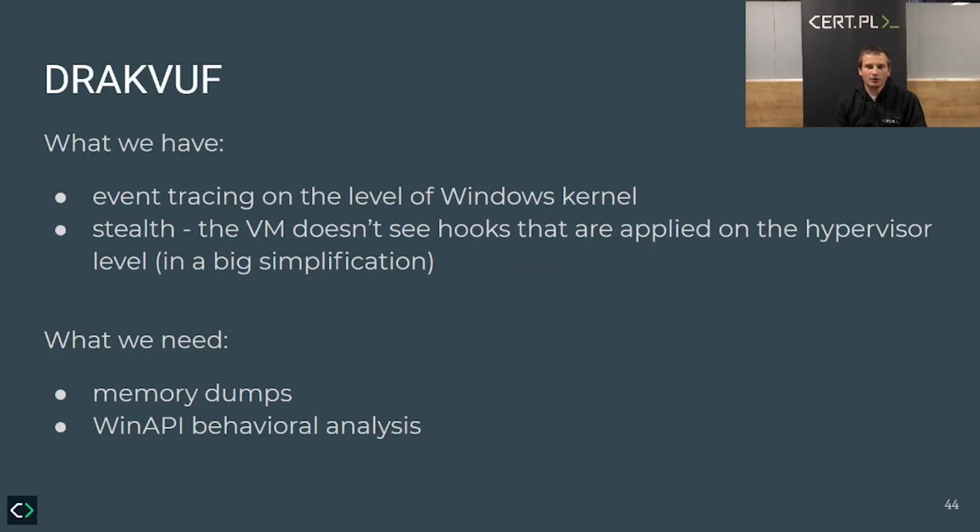So what's next? We have DRAKVUF, a system for tracing execution inside Windows on the kernel level, so we can trace syscalls, and it's stealth, so the applications cannot see the hooks inside, and it's pretty much undetectable. What we want to achieve is memory dump extraction, for extracting malware core, and behavioral analysis. So we want to extract the information about usermode API calls that have been called.